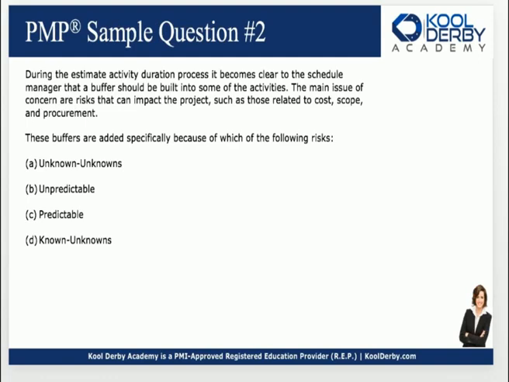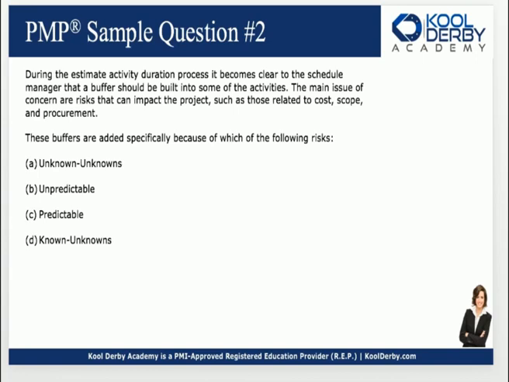All right, question number 2. During the estimate activity duration process, it becomes clear to the schedule manager that a buffer should be built into some of the activities. The main issue of concern is that risk can impact the project, such as those related to cost, scope, and procurement. So here we're talking about risk that can affect projects, but we're also focused on estimate activity duration. We're estimating how long something will take to be done. What is that? It's an activity, a task. How long is that activity or task going to take? These buffers are added specifically because of which of the following risks?